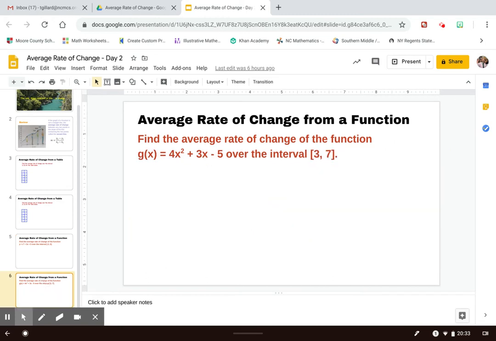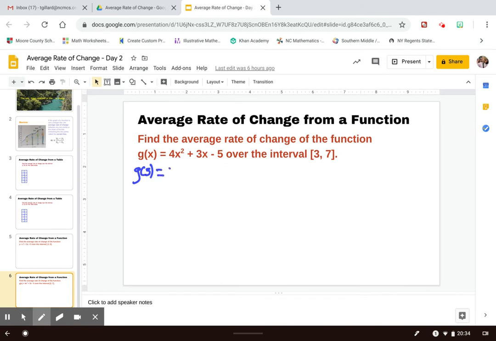All right, and our final example. So same thing. It says here to find the average rate of change of the function g of x equals 4x squared plus 3x minus 5 over the interval 3, 7. So that means, again, since I have interval notation, and these brackets mean interval notation, that these are x values, so I'm going to plug each of them into my function. So let's go ahead and do the g of 3 first.